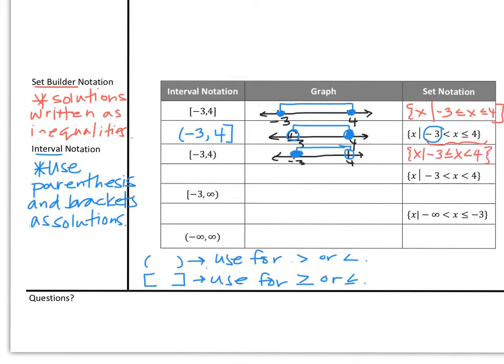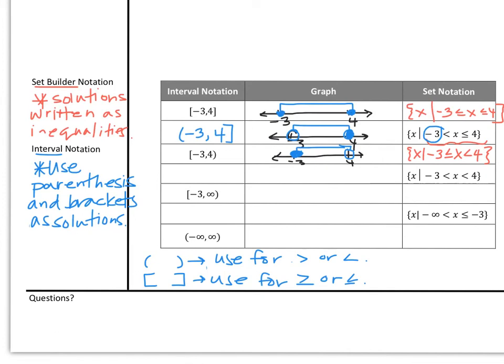Let's see how you did. There's a bracket at -3 and a parenthesis at 4. That would indicate it can equal -3, but just gets infinitely close to 4 and has an open circle at 4. And then you see the set notation at the right. Notice we always write our small number on the left-hand side and then the bigger of the two numbers on the right-hand side.